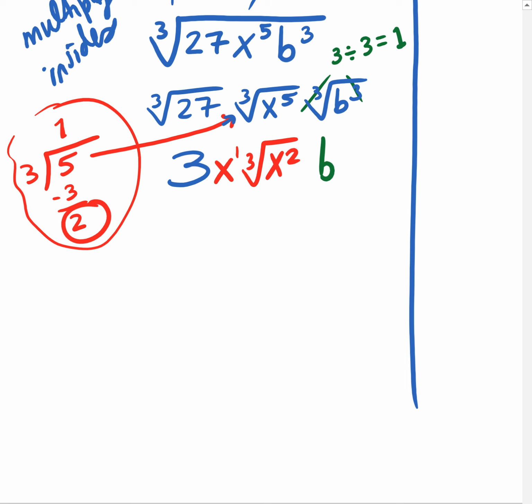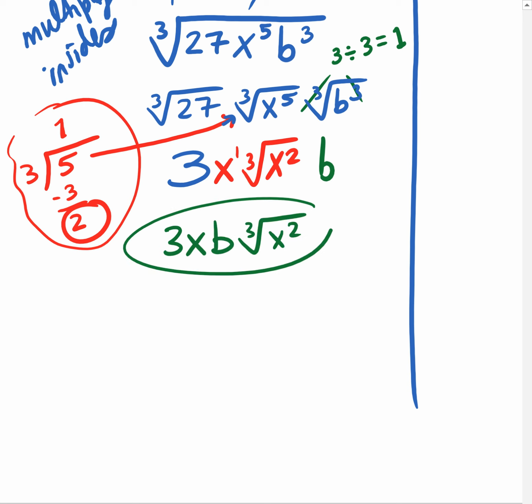And this is a good answer, but you'll see they always bring everything outside the root on the left, and then anything inside the root on the right. So you definitely see them write it like this, with the b next to the other guys.